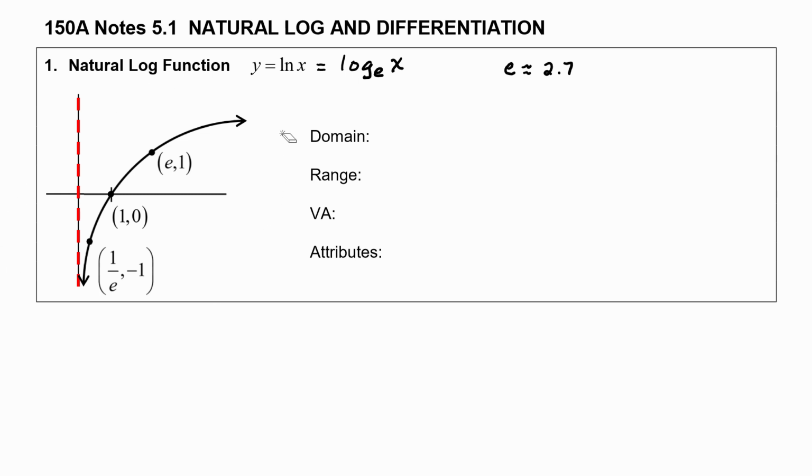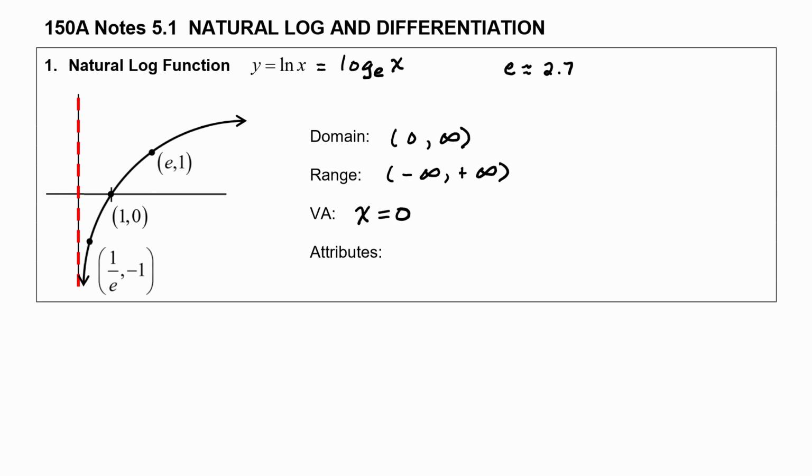Let's take a look at the graph of natural log of x. We can see that its domain is 0 to infinity. So that means we can only input numbers for x that are positive. For the range, we look at the y values, which go from negative infinity to positive infinity. It has a vertical asymptote here at x equals 0.